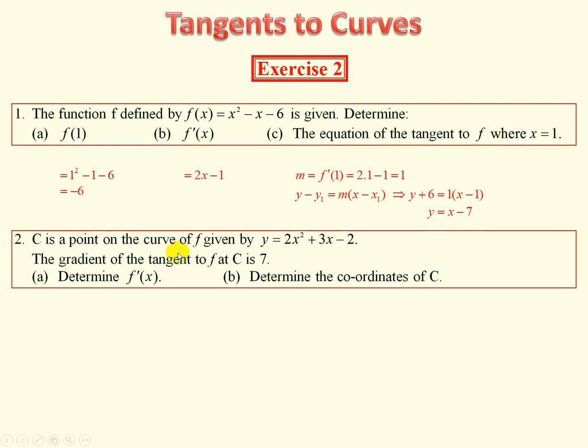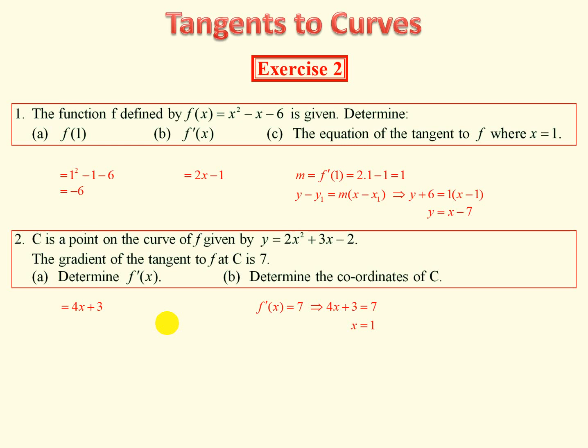Number 2, c is a point on the curve of f given by that quadratic equation. The gradient of the tangent to f at c is 7. Right, first find f prime of x, so we get to differentiate. 4x plus 3. Determine the coordinates of c, so the gradient of the tangent is 7, so it means the derivative equals 7. So we're going to take 4x plus 3 and put it equal to 7.